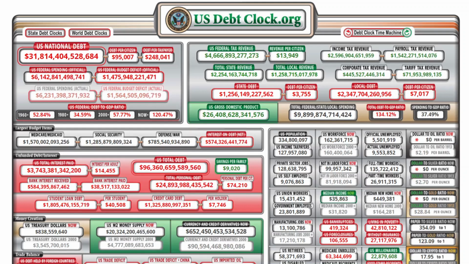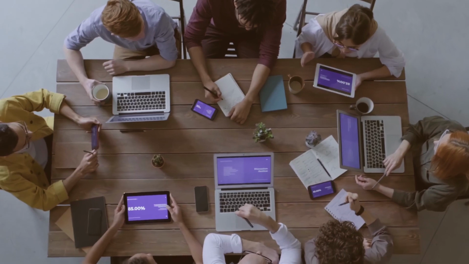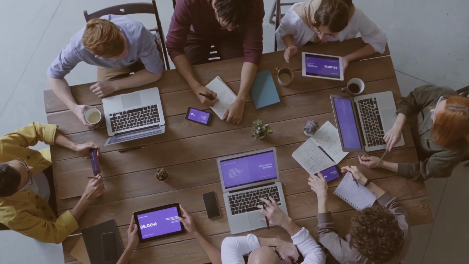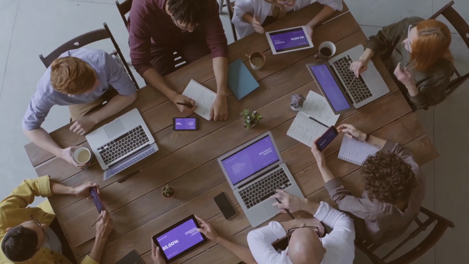5. Policy alternatives and debates. Present different viewpoints on how to address the national debt. Explore arguments for reducing government spending through budget cuts, fiscal austerity measures, and entitlement reforms.